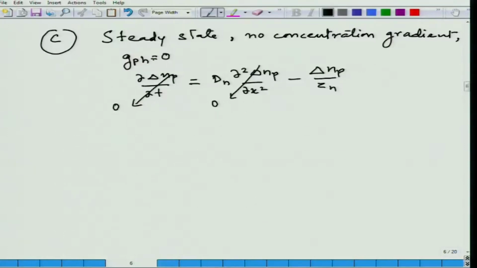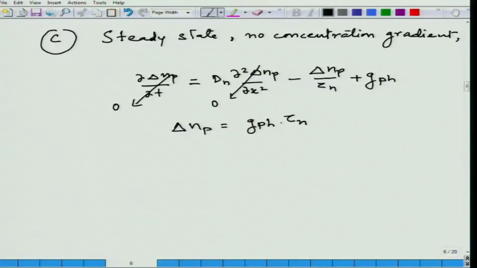No, this is wrong, sorry, the photo generation is there. So this would be under the condition where there is photo generation, and if I look at this equation now, the solution for this is simply that the change in the carrier concentration is given by the amount of photo generation multiplied by the lifetime. So this is the excess carrier I generate. This is a very simple problem which has a very simple physical interpretation.